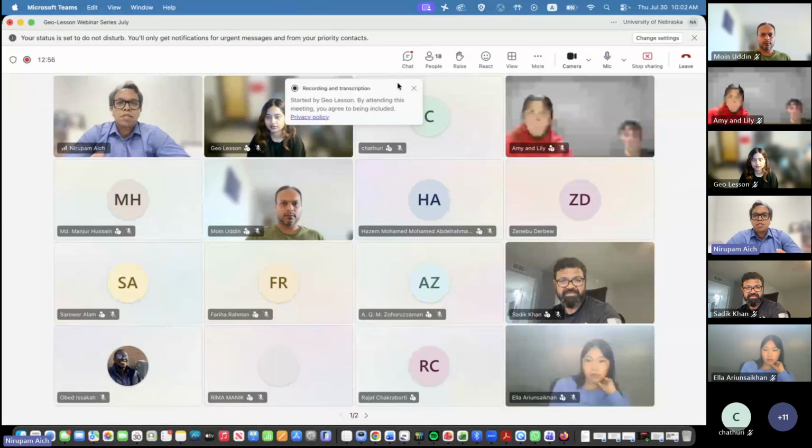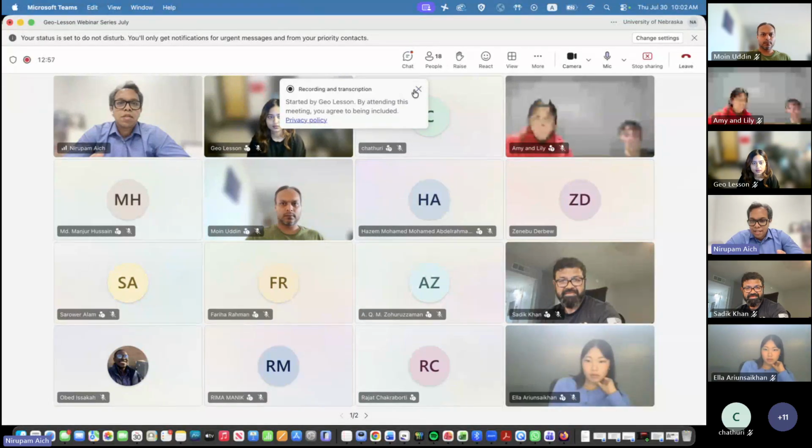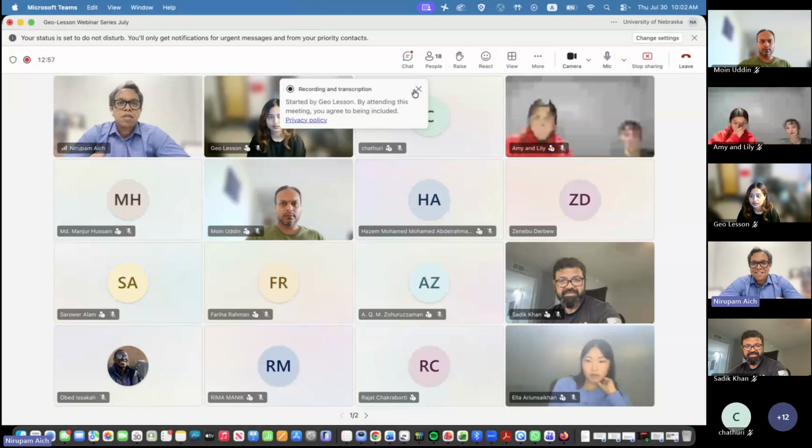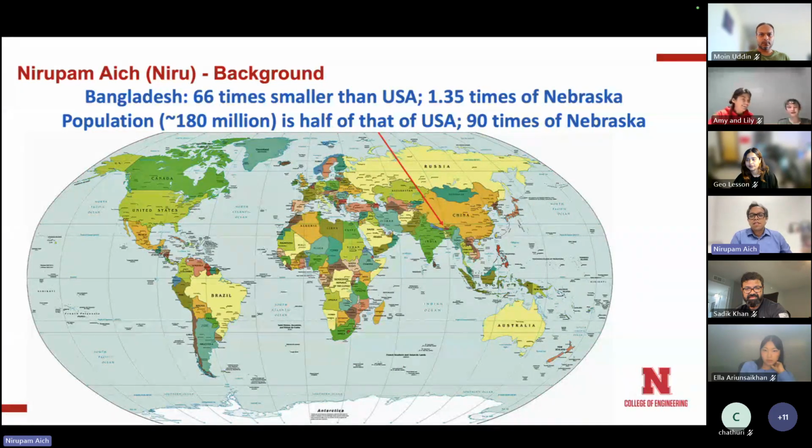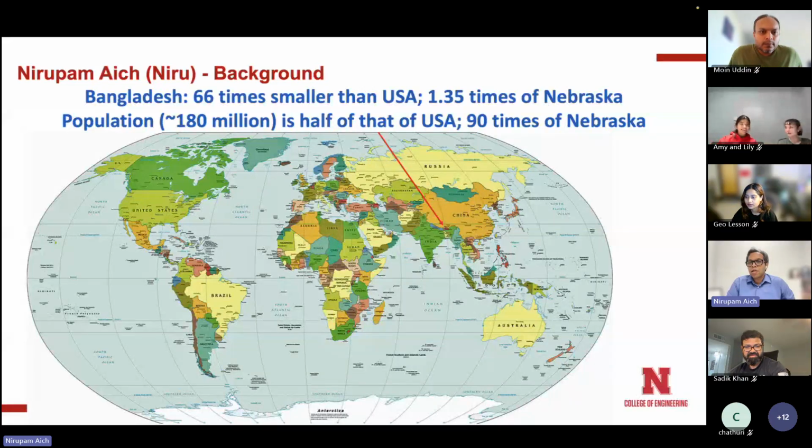It's half of the US population, so it's 90 times of Nebraska's population. In Nebraska, we have like 2 million population. Different states have different sizes of population.